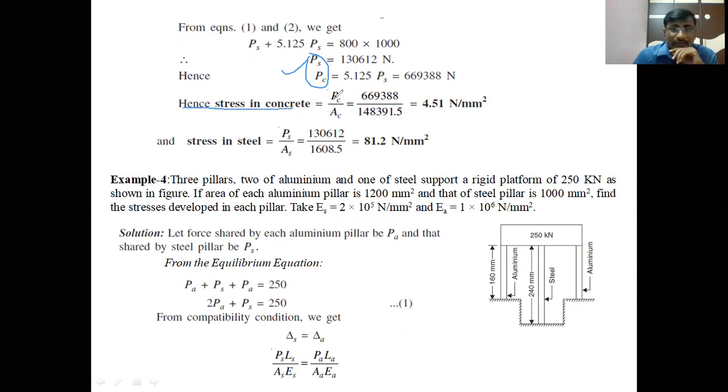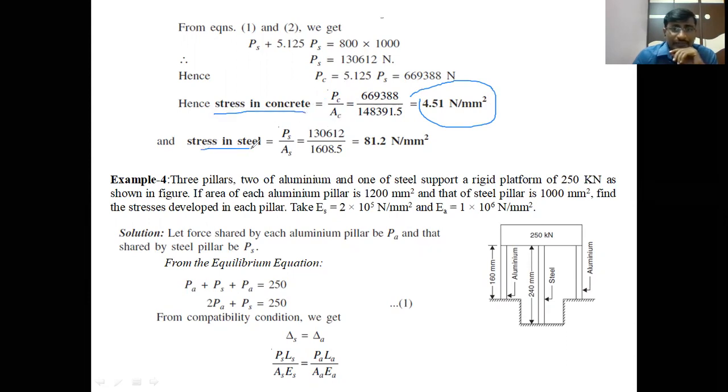So the stress in concrete is equal to the load shared by the concrete material divided by the cross-sectional area of the concrete alone. The load shared by the concrete is 669,388 newtons divided by the cross-sectional area of the concrete, 148,391.5 millimeter square. Upon substitution of these two values, we get the stress in concrete as 4.51 newtons per mm square. That means 4.51 megapascals stress in concrete.